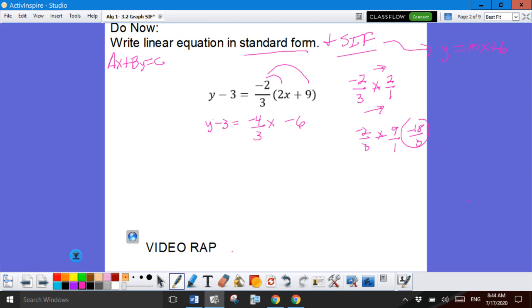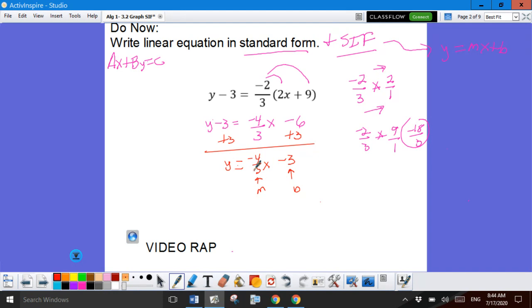Now let's go ahead and take this to slope-intercept form. So I know slope-intercept form is just y equals. So all I have to do is add my 3. So y equals negative 4/3 x minus 3. So I've got my slope and I've got my y-intercept. Remember, that's the form we're going to be focusing on today, because y equals is where we want to graph from. And today is all about graphing.